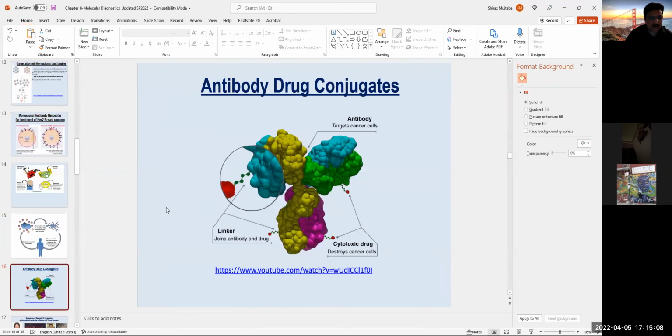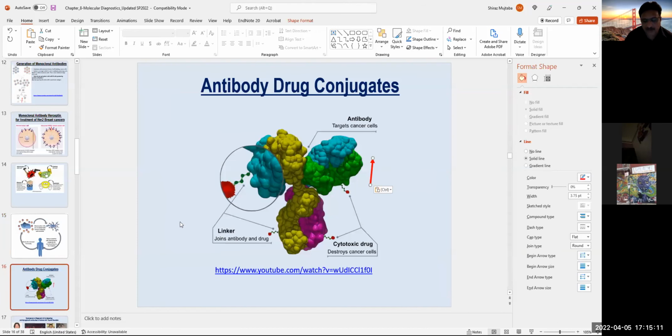Antibodies, because antibodies are very specific. So if you develop an antibody against a cancer antigen, it will only bind to that antigen. It will not bind to anything else.